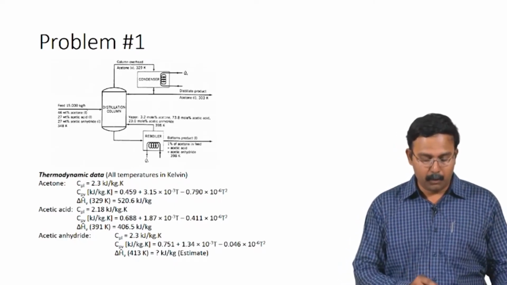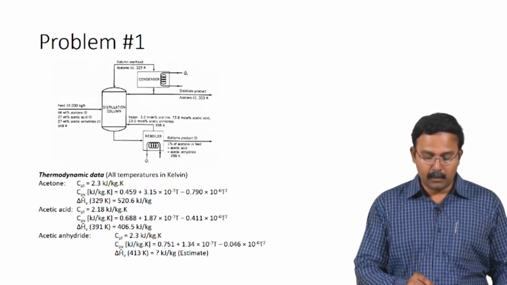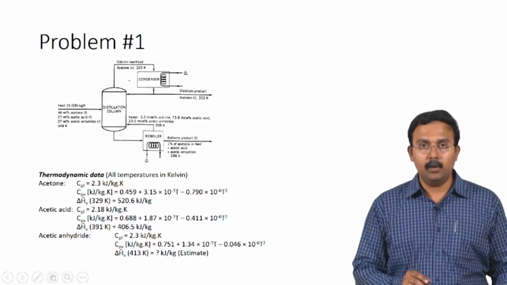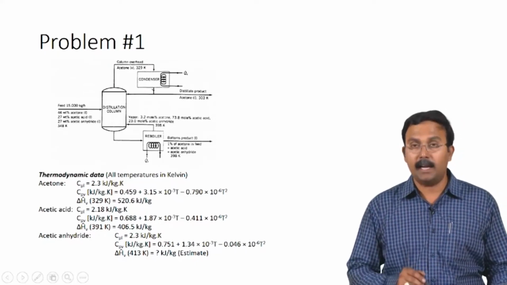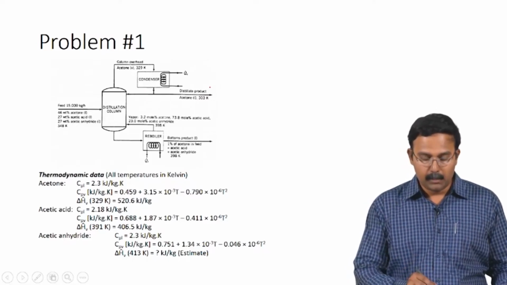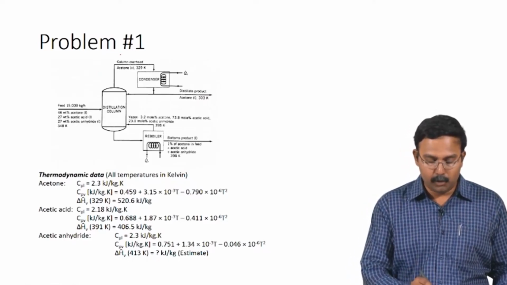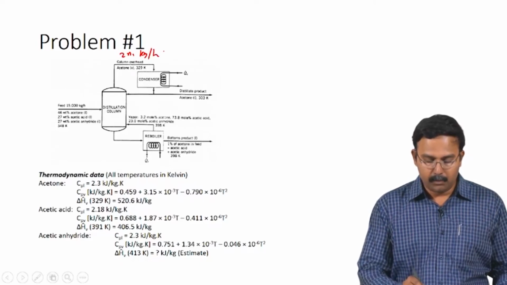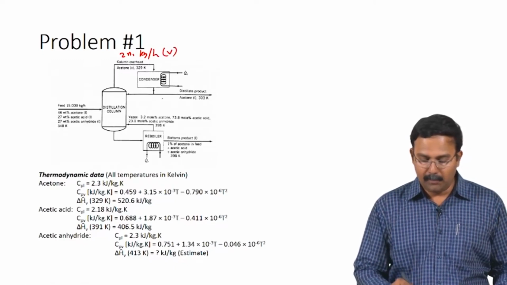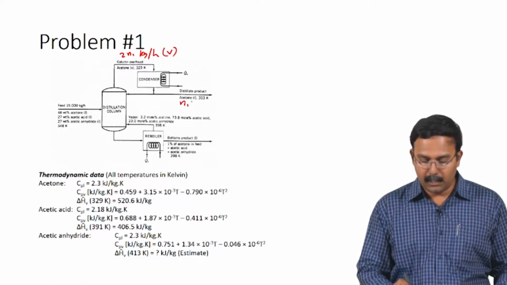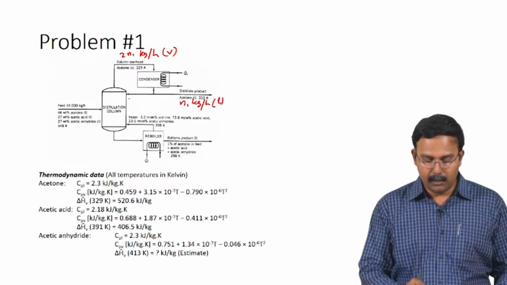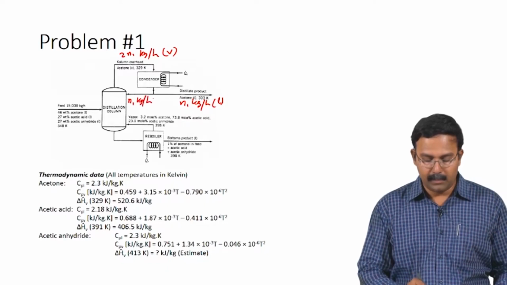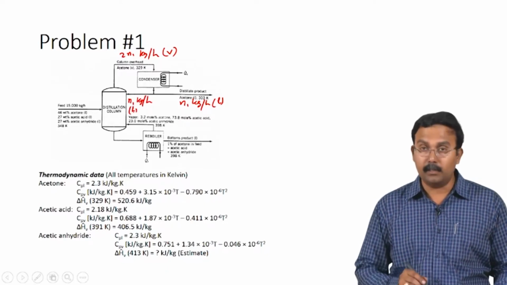We have all the information about the feed stream. We know that the column overhead basically contains only acetone vapor which is condensed and half of it is sent back as recycle and the other half is removed as the distillate product. So the column overhead, let us assume that it is 2 N1 kilograms per hour. So this would be a vapor phase and you have a distillate product which would be N1 kilograms per hour which is a liquid product and you would also have N1 kilograms per hour of recycle which is also a liquid sent back into the system.